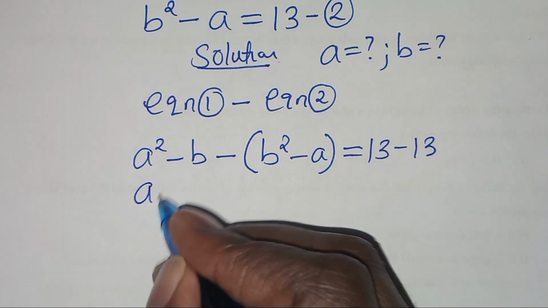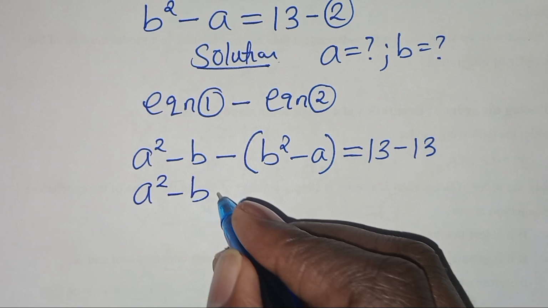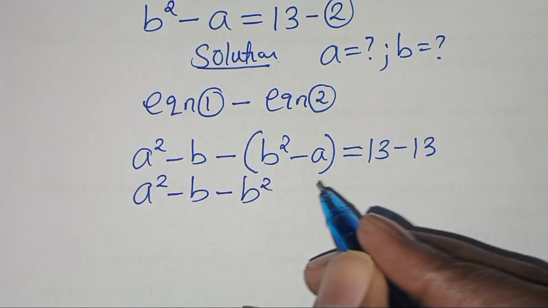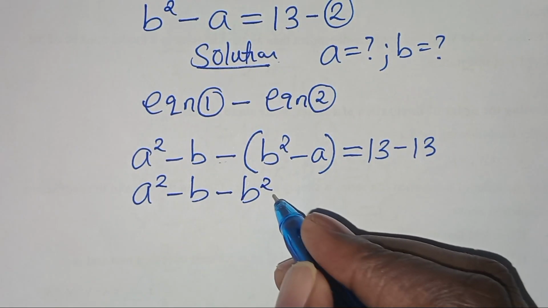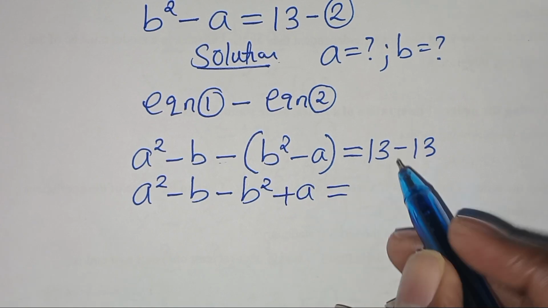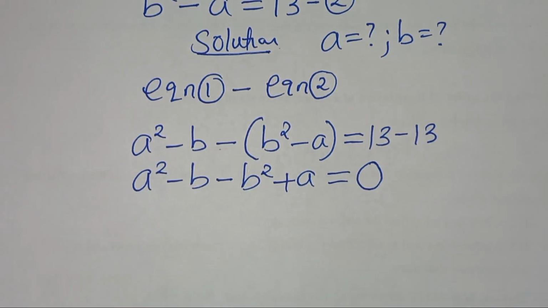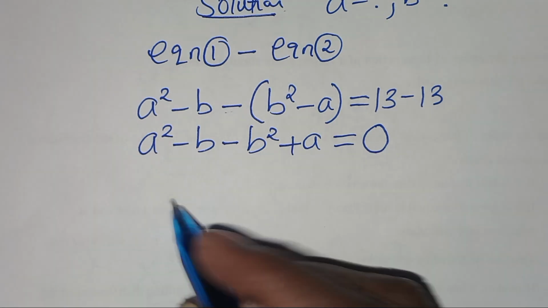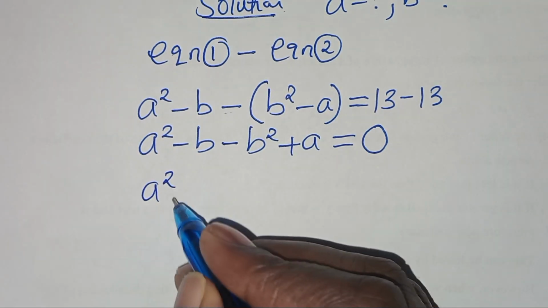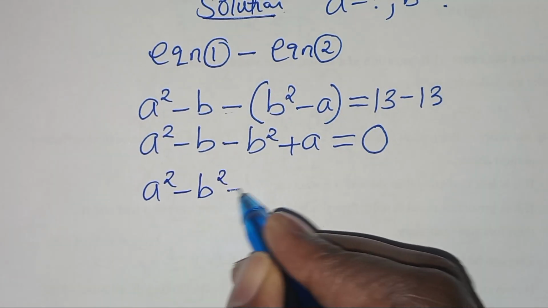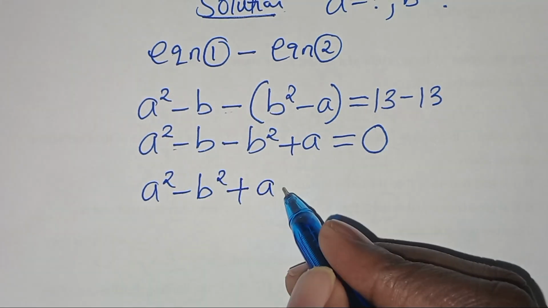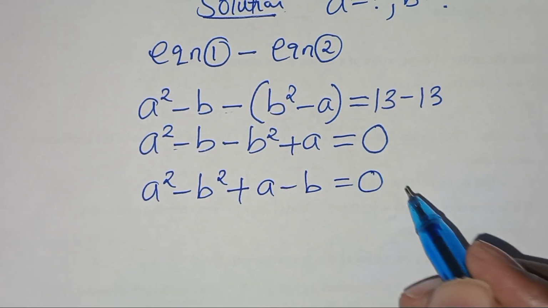So here we have a squared minus b squared, then minus times minus a, this is plus a. This is equal to 13 minus 13, which is equal to 0. So you will have a squared minus b squared plus a minus b equal to 0.